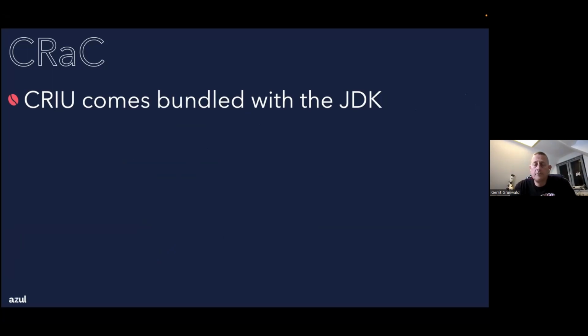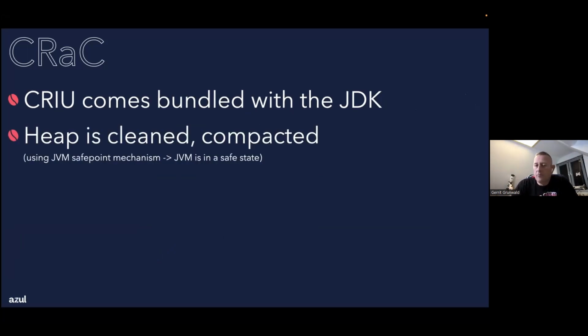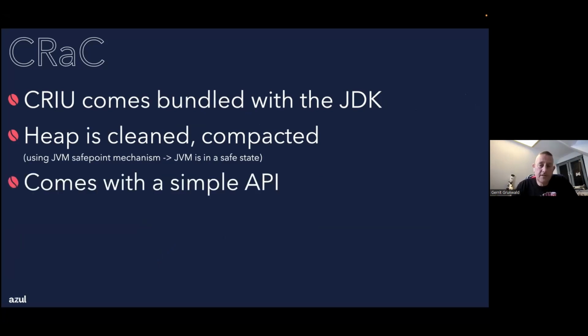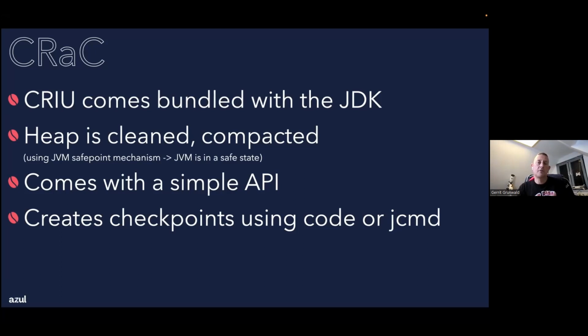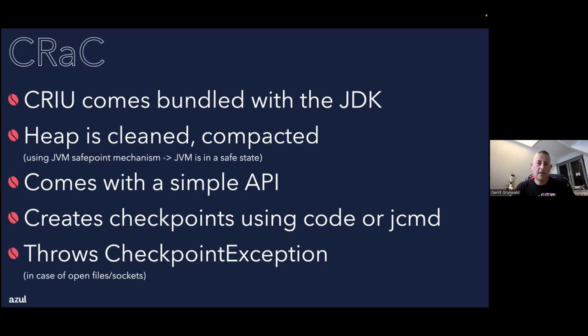So CRaC comes bundled with CRaC. It's a specific version of CRaC that we provided to the CRaC source code to make it possible to talk to the JVM. And we clean and compact the heap. So in principle, it's the same as a garbage collection mechanism, right? So the JVM is in a safe state when we create a checkpoint. And it comes with a pretty simple API. And it creates checkpoints either using code or using JCommand. So that means you can either use it from within your application or you can do it from the outside. And it throws checkpoint exceptions in case you forgot something.